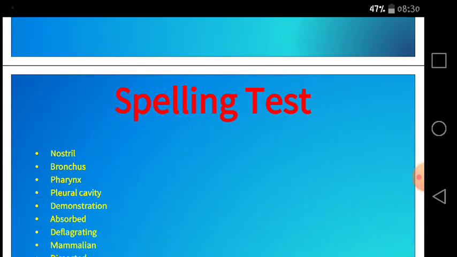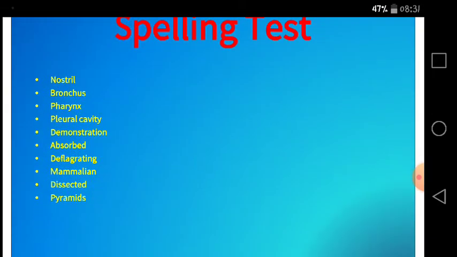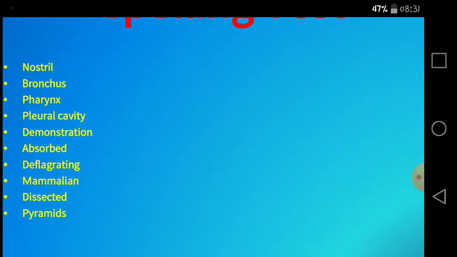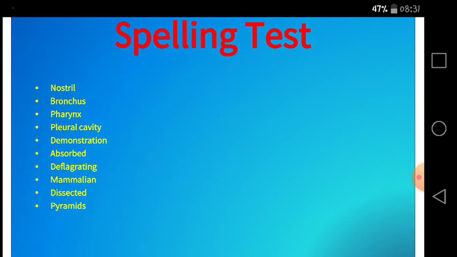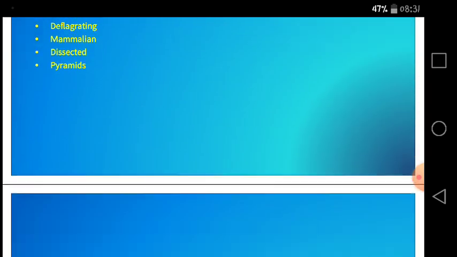Dear students, I have selected a spelling test for you, and these are the words which you have to memorize with the spellings and then send to your respective groups for checking. Nostrils, bronchus, pharynx, pleural cavity, demonstration, absorb, deflagrating, mammalian, dissected, and pyramids. You have to memorize these words with the spelling.